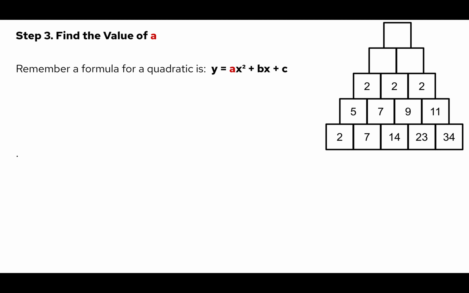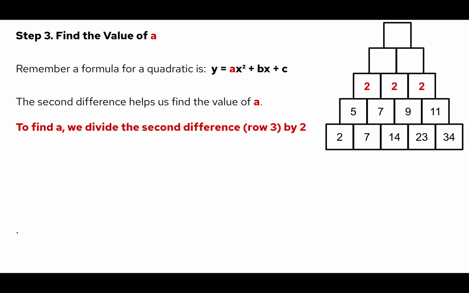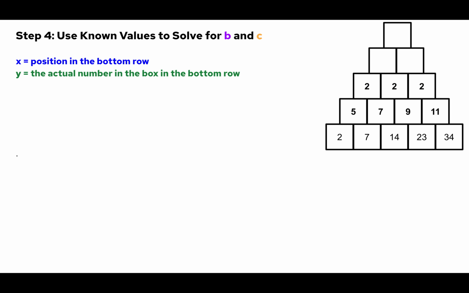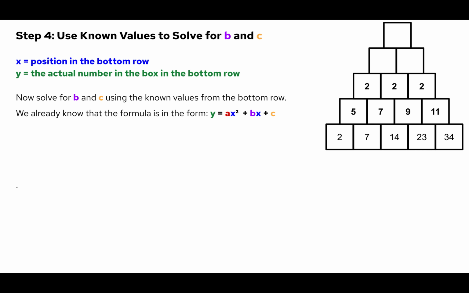Again, we're going to be looking at row 3. And remember, a is the coefficient in front of the x squared. So since it's a 2, we always divide row 3 by 2. So 2 divided by 2 is 1. So just like in the other one, a is 1. So the coefficient is 1. Now we're going to use our values to figure out b and c. So again, x is the position in the bottom row and y is the actual number. So we're going to solve for b and c using these values in the bottom row.